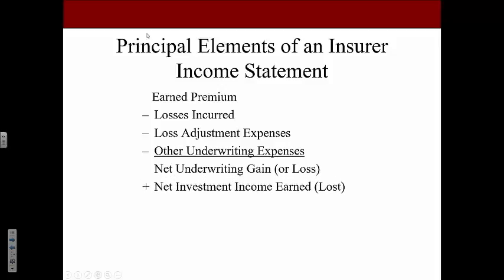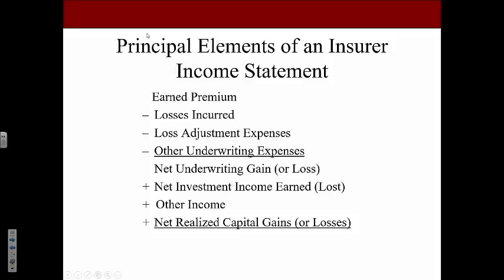Remember, though, that an insurance company depends heavily on their investment income from their investment operations. And there's also typically a category for other income, which could be selling off other assets, such as real estate, and any net realized capital gains or losses. And that is their net income before dividends or taxes. Many times, insurance companies don't pay corporate income taxes because they pay a significant insurance premium tax.